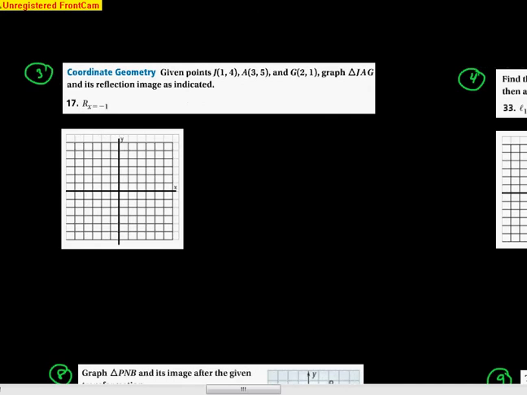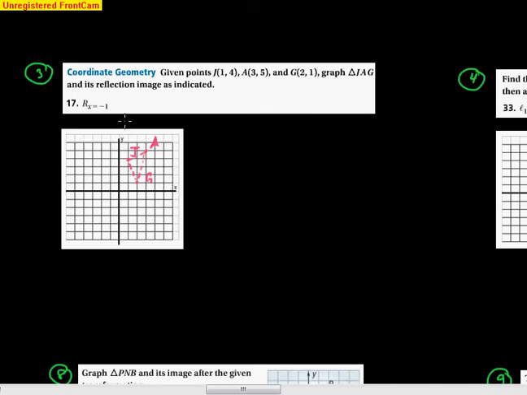3. We have the points J, A, and G that make triangle JAG. I want you to reflect it over this line, x equals -1. Okay, let's start by graphing J, A, and G. J is at (1, 4). A is at (3, 5). And G is at (2, 1). And I'll put it dotted.